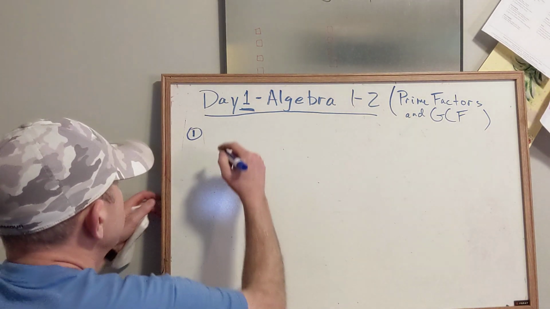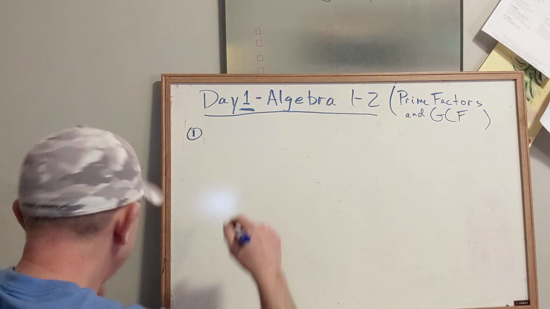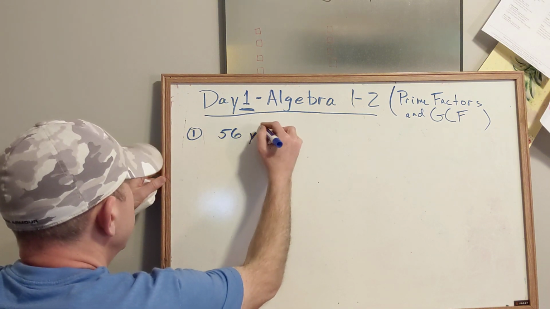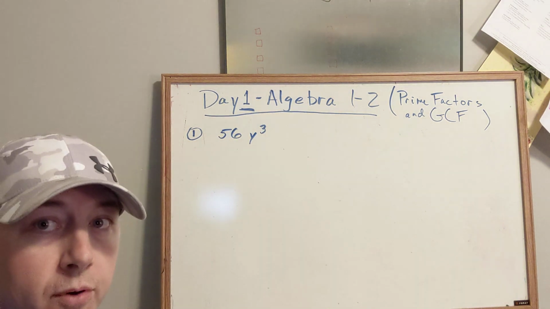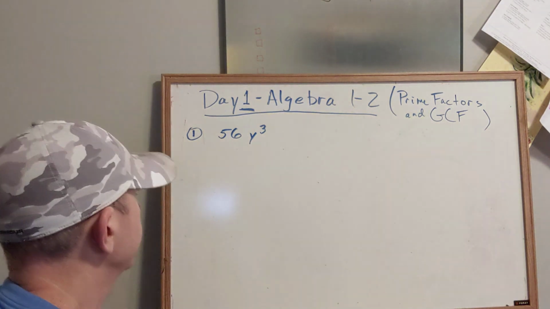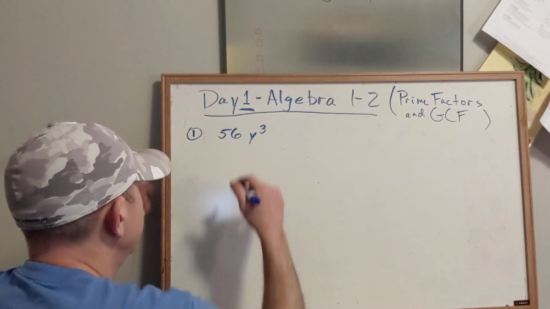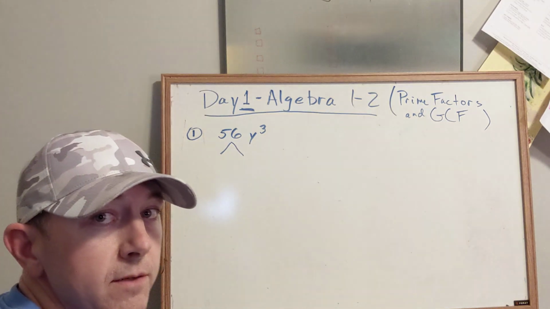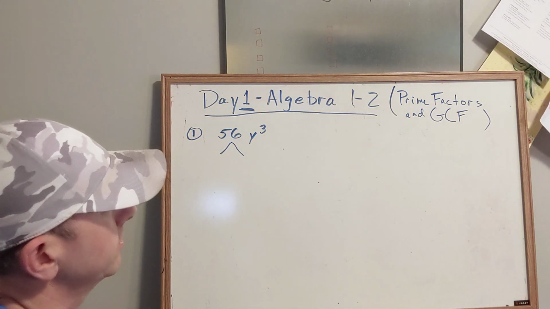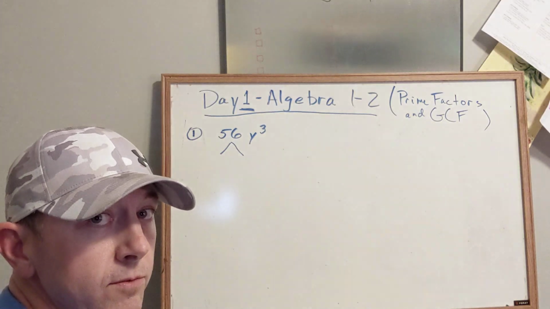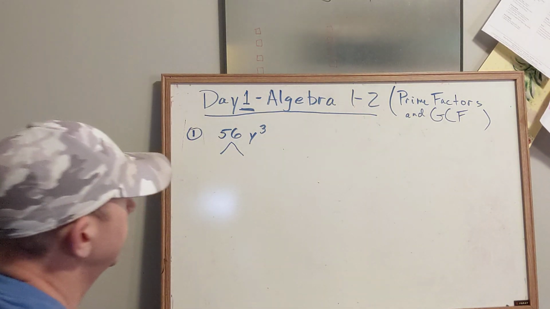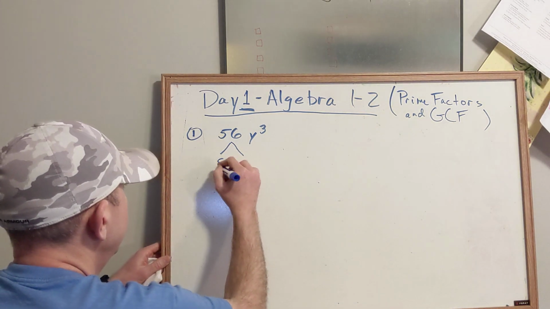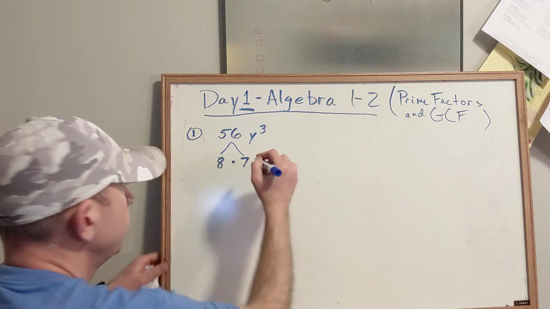All right, so here we go. If we have 56y to the third, we're going to break this down into the prime factorization. So basically we're going to use a factor tree. We can use any factors of 56 that we want. You might use 2, anytime it's even. A lot of times students want to use a 2, but you can use any factors that pop into your head. So for me, I think I've got 8 times 7.